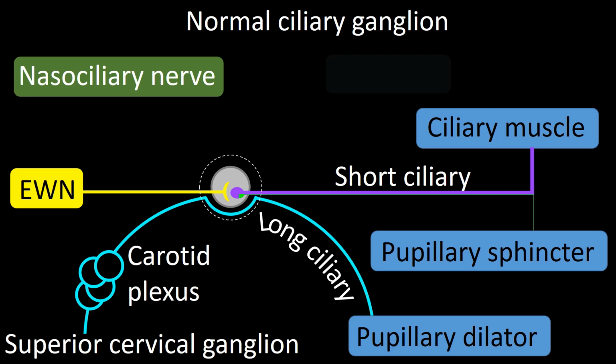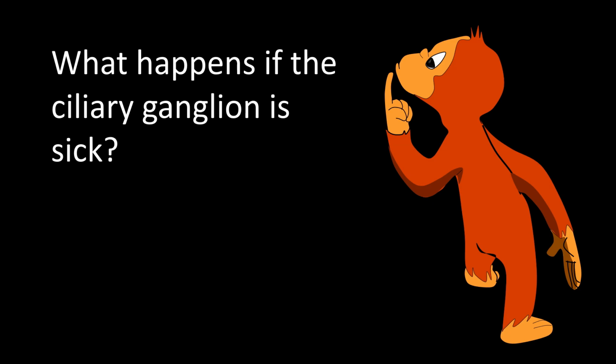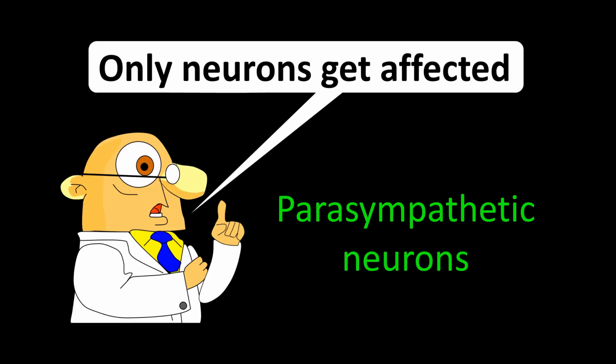The third type of fibers that is involved with the ciliary ganglion, as we previously mentioned, are those from the nasociliary nerve. These fibers go through the ganglion, but like the sympathetic fibers, the sensory fibers do not make contact with any neuron in the ciliary ganglion. They just pass through primarily to supply part of the nose sensation. So what happens when the ciliary ganglion is sick? Only neurons become affected, hence only parasympathetic deficit will occur, and clinical manifestation will vary over time.